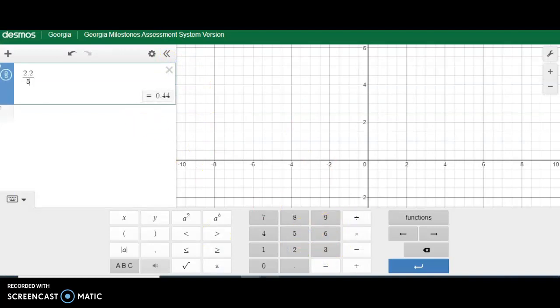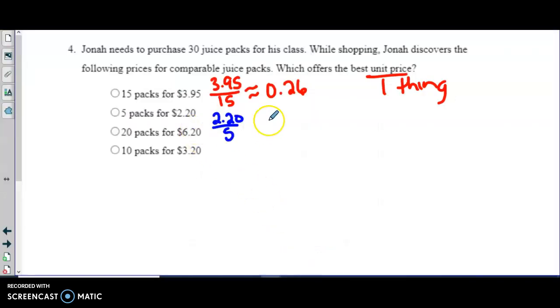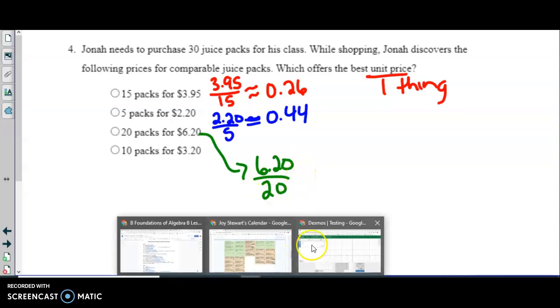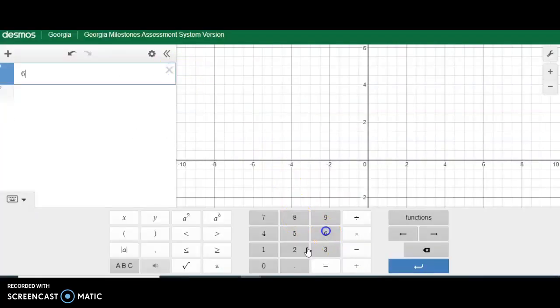and that's 44 cents. So the unit rate there is 44 cents per pack. Oh, this one was exact, so I'm going to put equals. And then let's do this one down here. It says $6.20 for a 20 pack, so we've got to divide by 20. And that's 31 cents.